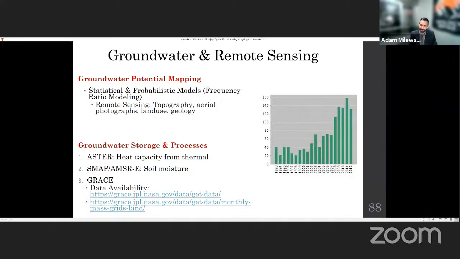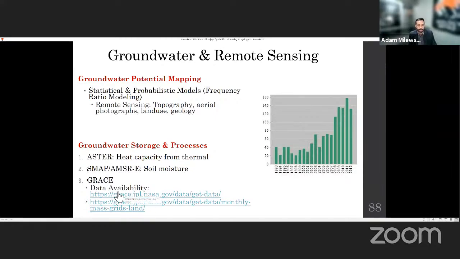GRACE has since fallen out of the sky, back in 2017, I believe it was. And they had a brief period where they had to wait until the follow-on mission was launched. So there is about a, I don't know exactly what it is, 10-month delay where we don't have any data, but then we do now have GRACE data again. So we can look at groundwater processes from about 2002 to 2021 now.